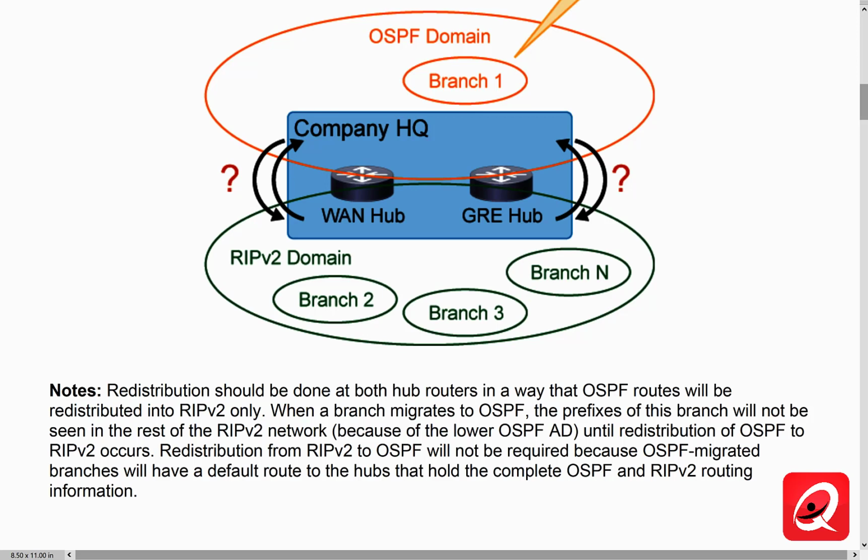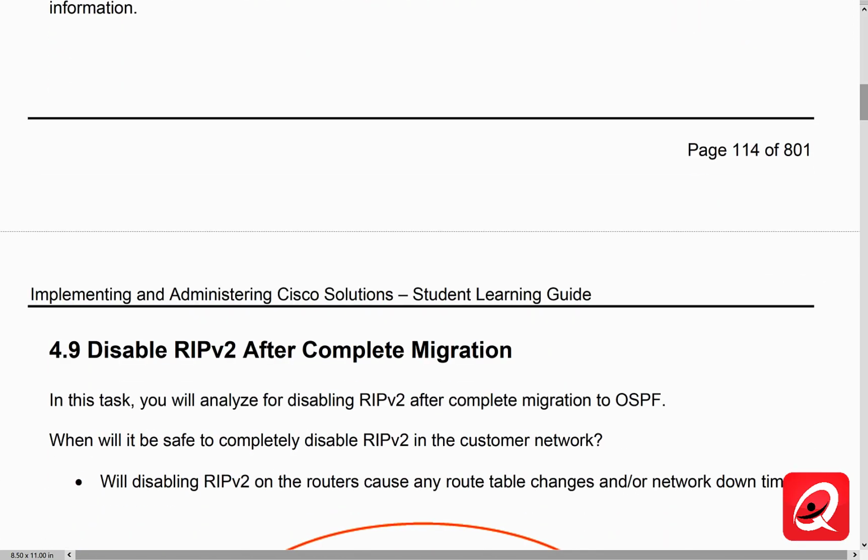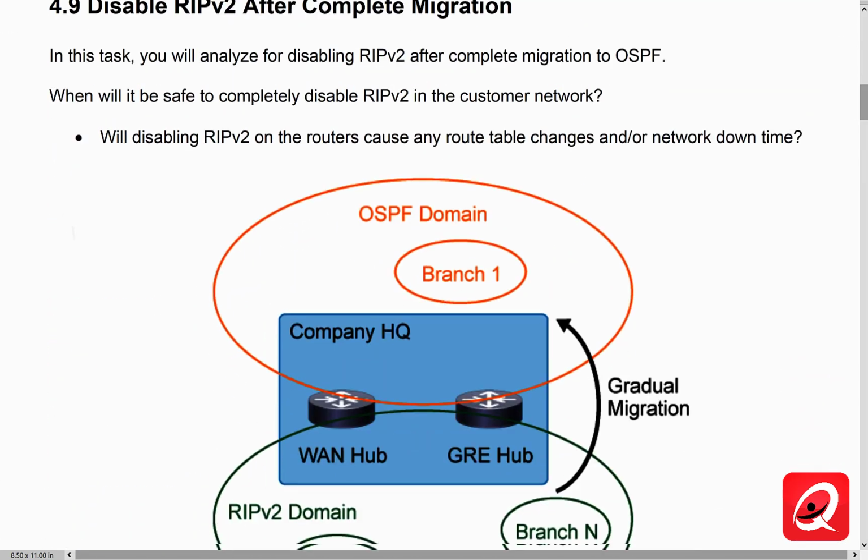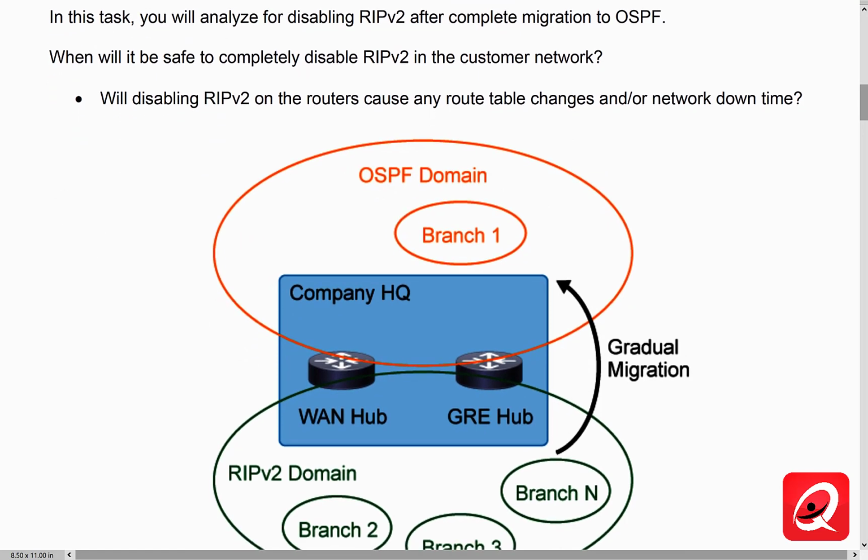We talked about that previously. Right? I mean, even if I didn't have all of the routing information, I could still use the default route to do that routing. So we would do each branch step by step, set them up as totally stubby or totally not so stubby, and implement that redistribution at the HQ location. Finally, we can then remove the RIP configuration.